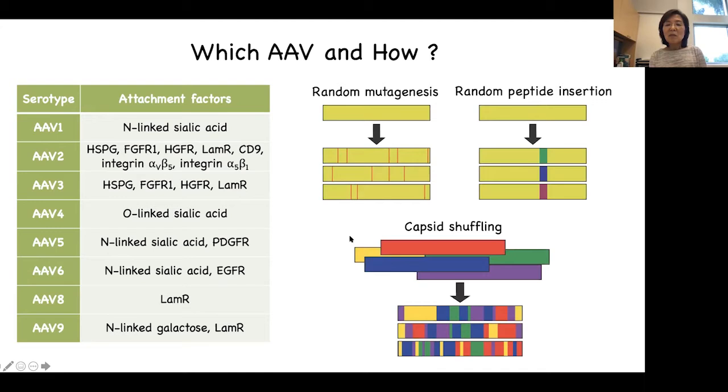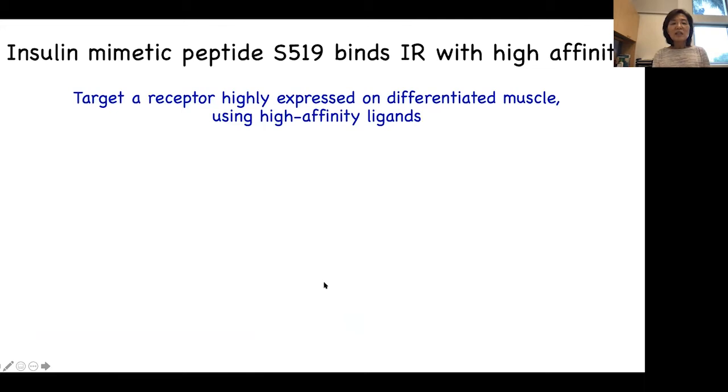In past decades, people used many different methods to increase the transduction efficiency of AAV or change tissue tropism. We are going to use a different one. That is, we wanted to target a receptor highly expressed on differentiated muscle. And how do we do that? We use a ligand that binds the receptor with a high affinity. And we chose the IR, insulin receptor, as the target receptor.